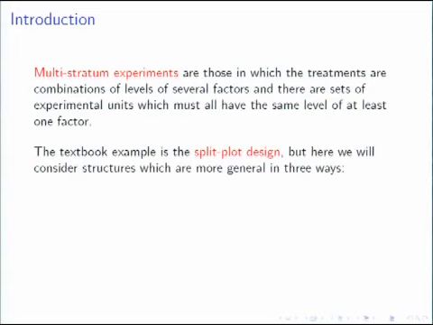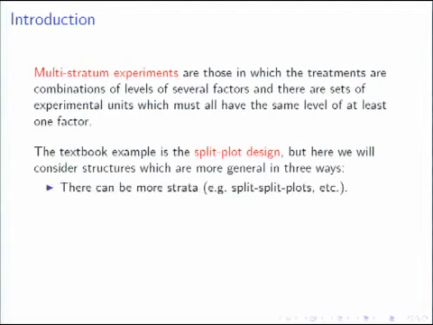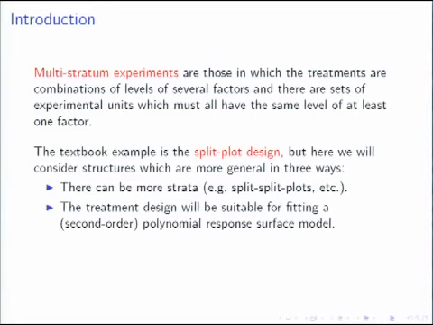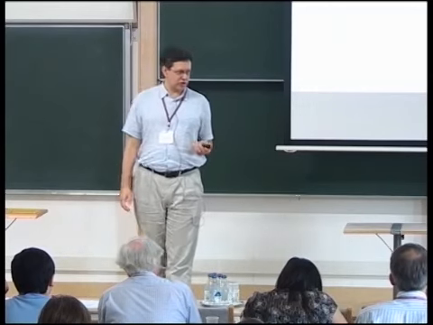So the textbook example is a split plot design, so everybody who's been to a Design of Experiments course has probably heard of the split plot design, but here we're interested in more general multi-stratum structures. So for example, there can be more strata, split plot designs within split plot designs, and so on. In this talk, I'm particularly interested in response surface models, so the treatment design will be suitable for fitting a polynomial response surface model, and in particular a second order polynomial I'll be thinking of in this talk. And so that immediately means that regular factorial designs are usually not the most appropriate.